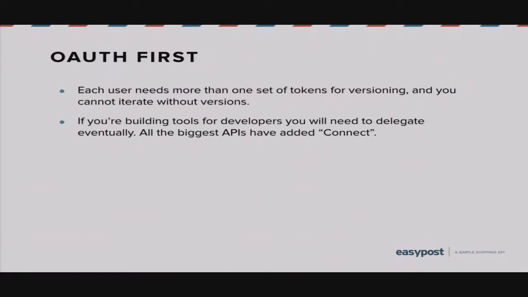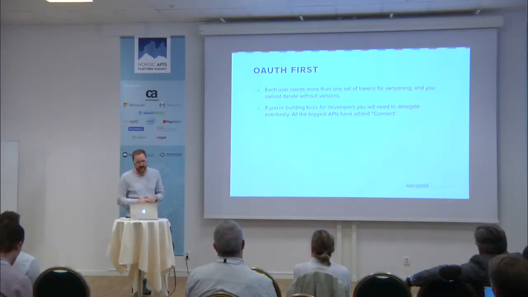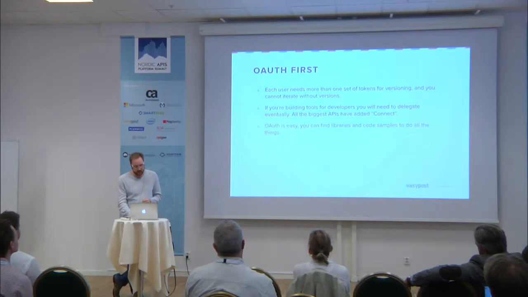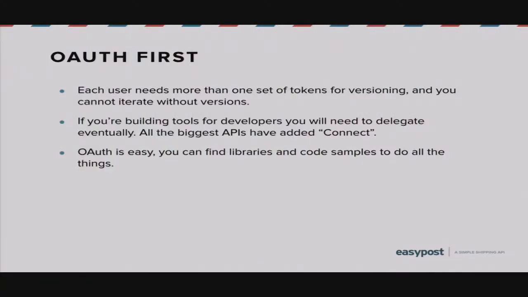My 2 favorite examples of APIs sort of like ours are Stripe and Twilio. Both started in a similar fashion with basic authentication. Both ultimately had to add Connect functionality and introduce OAuth eventually anyway. So you might as well just start there. OAuth isn't that difficult. It's standardized. There's lots of libraries, lots of samples. Just bite the bullet and do it.